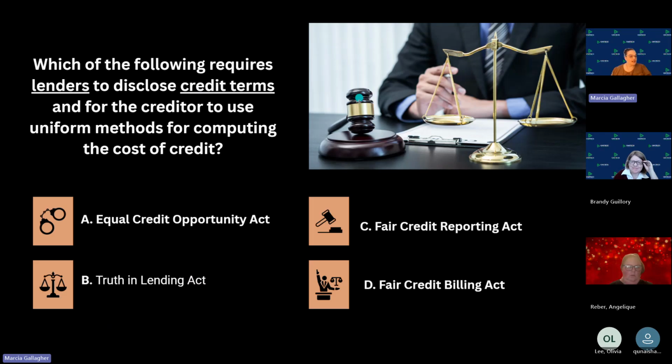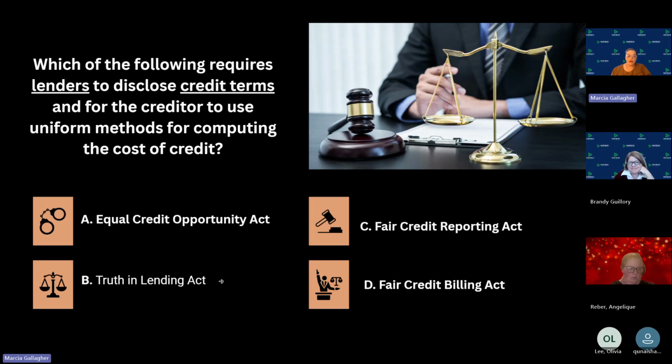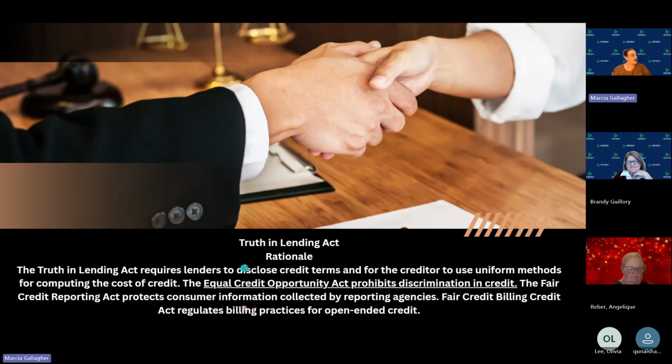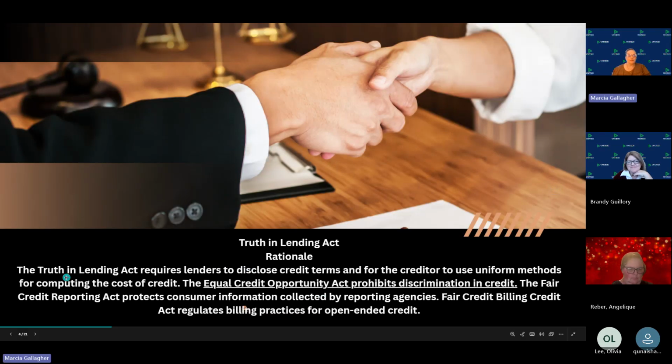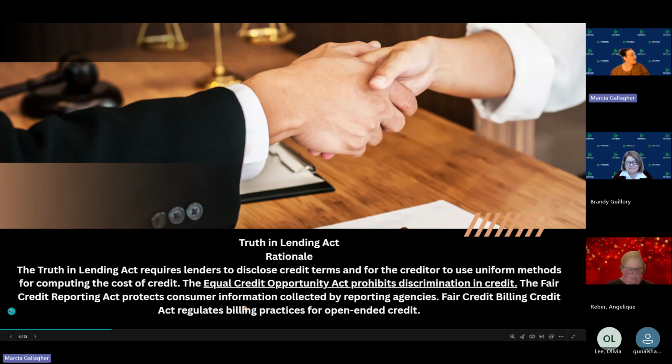Do you guys understand what the Truth in Lending Act is? Anytime that you get lent money, there are finance charges or interest rates, and they have to tell you how much it's going to be and when it's due. If they don't, that's not following Truth in Lending. That's being shady. So I wanted to put this in here because it's going to tell you about some of the other acts, and I want you to make note of this. The Truth in Lending Act requires lenders to discuss credit terms and for the creditor to use uniform methods for computing the costs of credit.